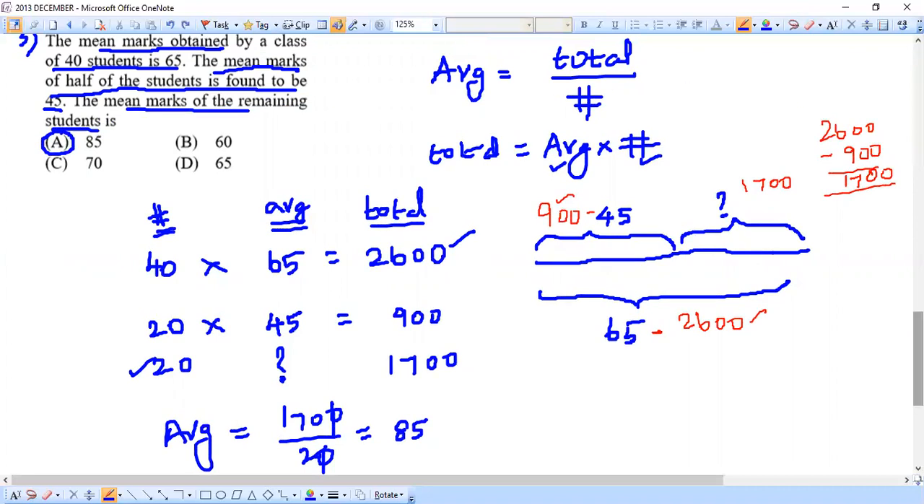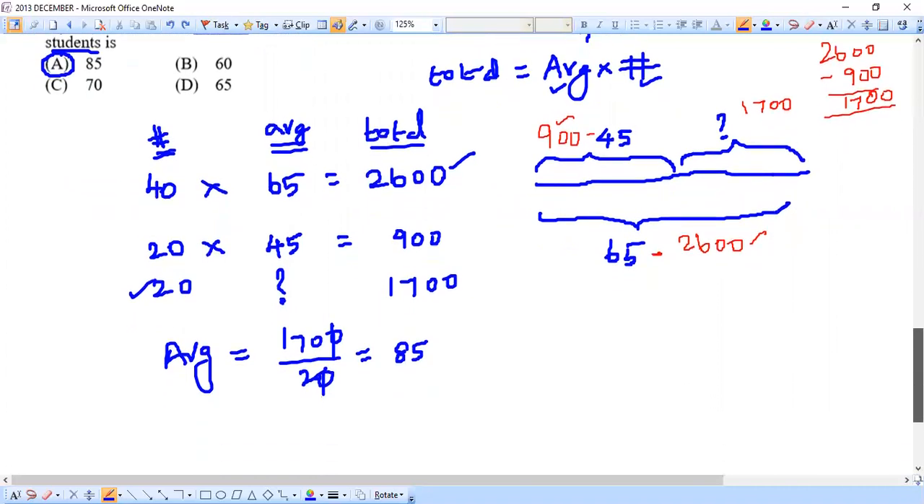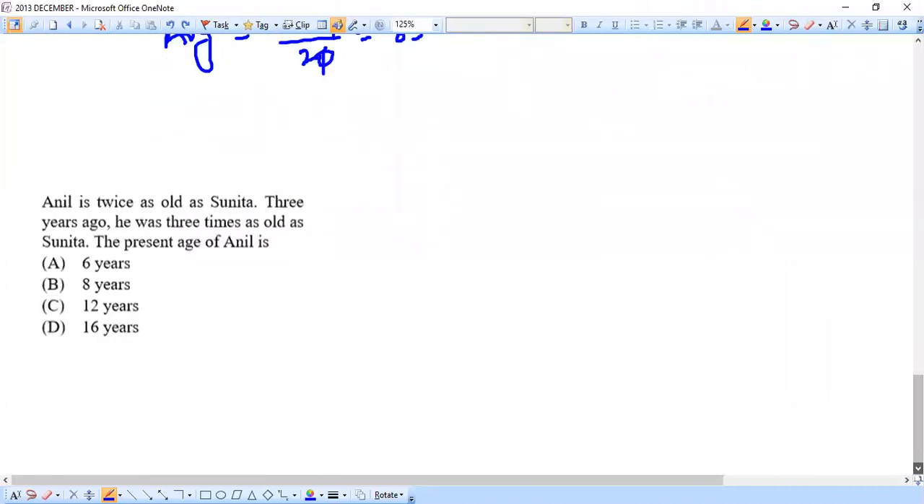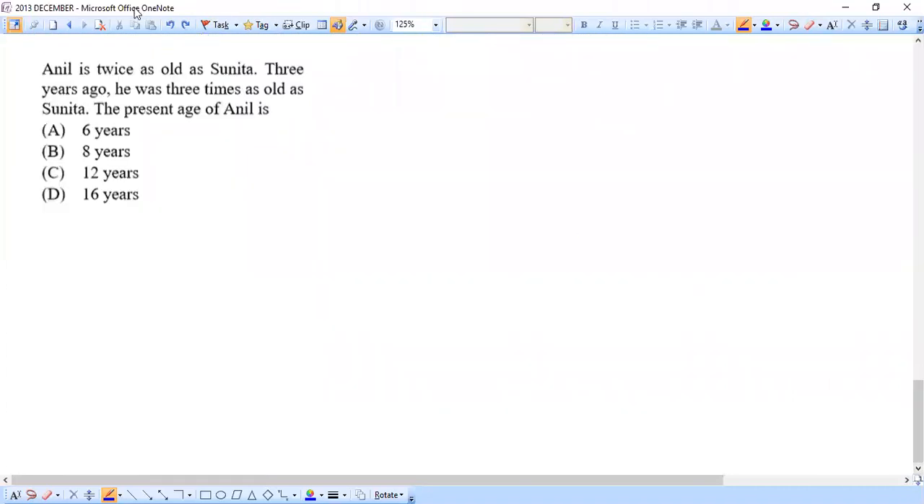We got here. Moving to the last question. We have only one more question here. The last question. Let's give a try here. Once again, we are getting a question from ages.